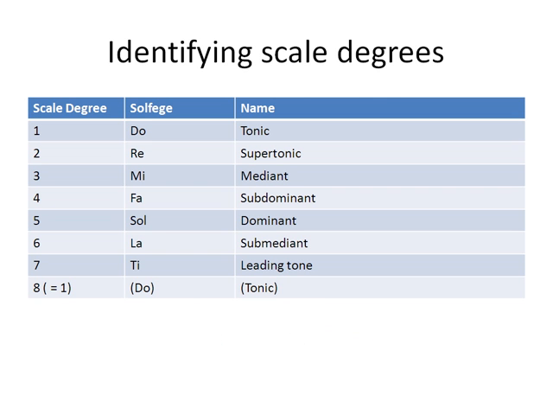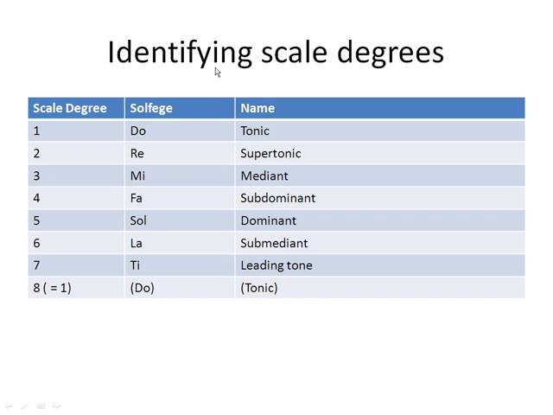We have 3 different ways of naming the individual scale degrees, and you are responsible for memorizing all of them. For instance, scale degree 1 is also Do in solfege, and we call it the tonic. Scale degree 2 is Re in solfege, and we call it the supertonic.